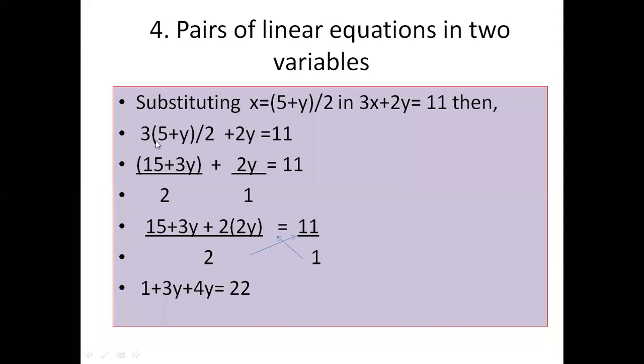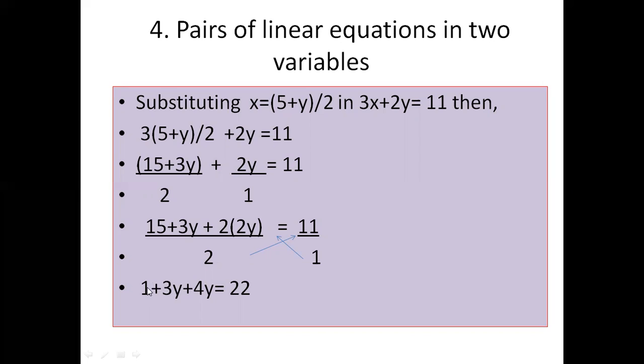So 3 into x value, which is 5 plus y by 2, plus 2y is equal to 11. So 3 into 5 is 15, and 3 into y is 3y by 2, plus 2y, which I can write as 2y by 1, is equal to 11. So what is the LCM of 2 and 1? 2. Cross multiply: 15 plus 3y into 1 is 15 plus 3y, and 2 into 2y is 4y.